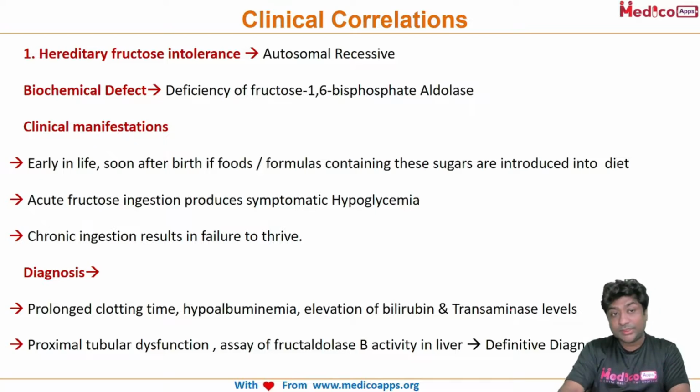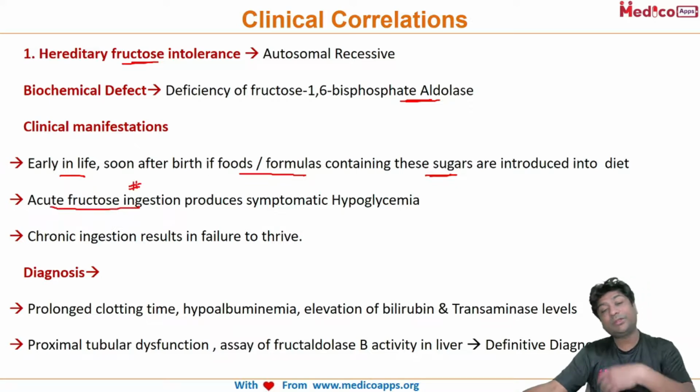So there are two diseases I have already talked about each one of them. First is hereditary fructose intolerance. So this is when your aldolase B is absent, and early in life, soon after food or formula containing fructose sugar is introduced, there is an acute fructose intolerance. So whenever the patient takes fructose, he will have symptomatic hypoglycemia and so many other symptoms.